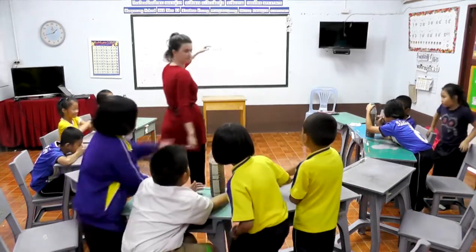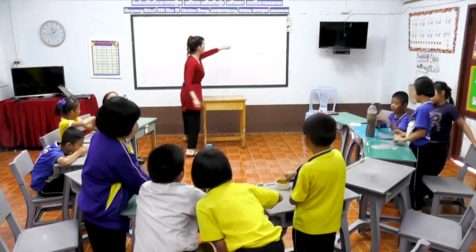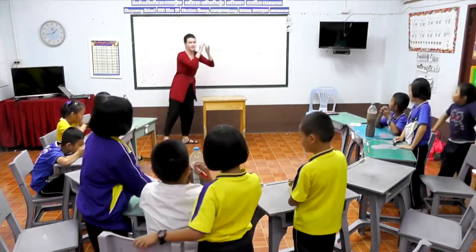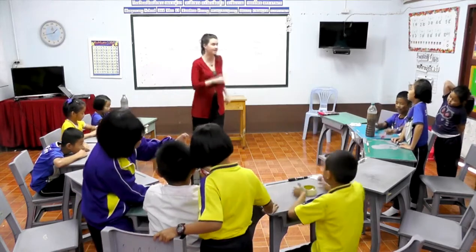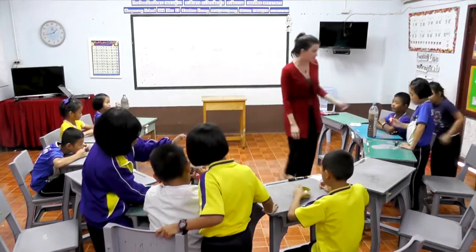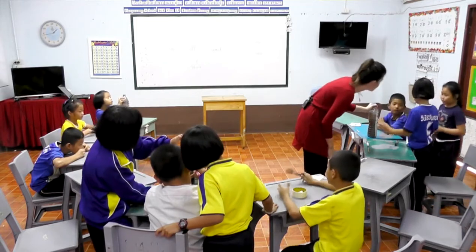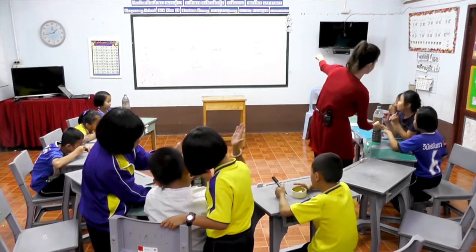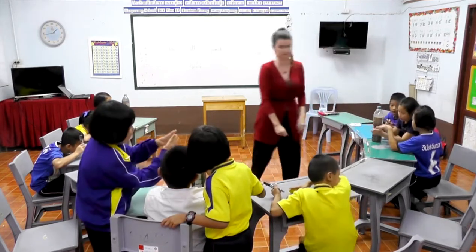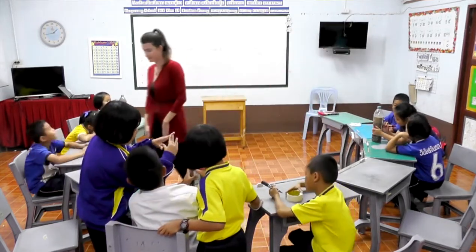Okay, the next one. Help your team spell. If your teammate is writing, you should be telling them how to spell each word. Okay, so someone take a turn. Pen Pen, you're going to take a turn here with clay, and Pot and Nadia help her spell clay. Good job.